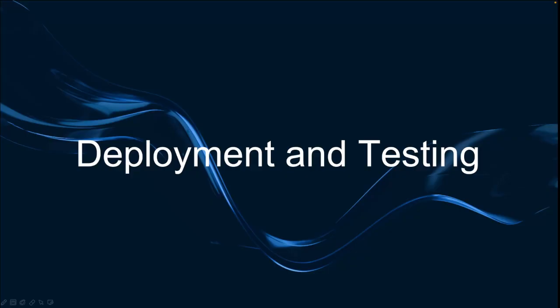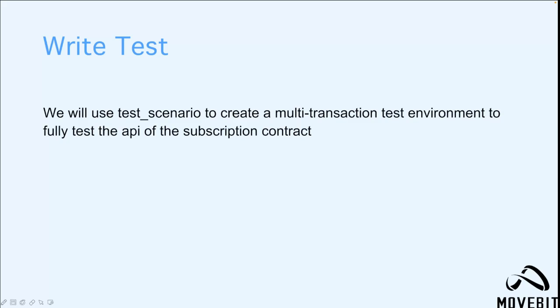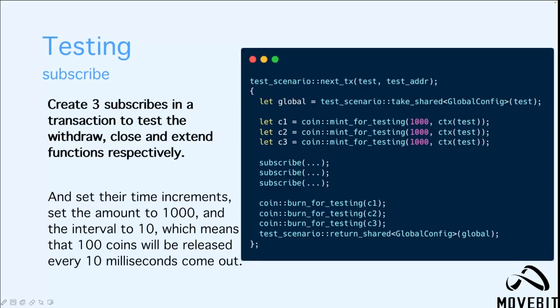Let's start with the deployment and testing. We'll use the test scenario to create a multi-transaction test environment to fully test the API of the subscription contract. And here, we'll create 3 subscribes in a transaction to test the withdraw, close, and extend functions respectively, and set their time increments. We'll set the amount to 1000 and the interval to 10, which means that 100 coins will be released every 10 milliseconds.